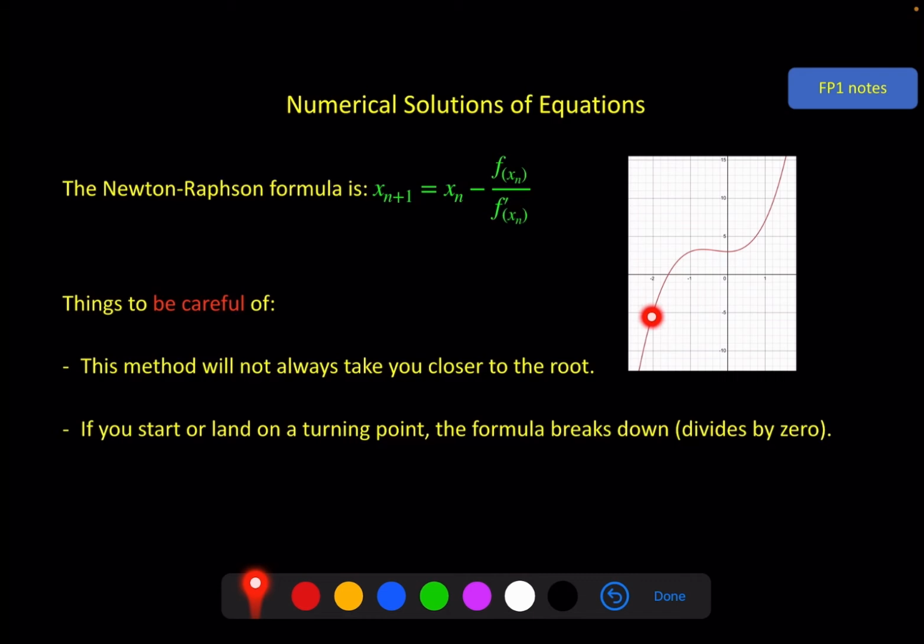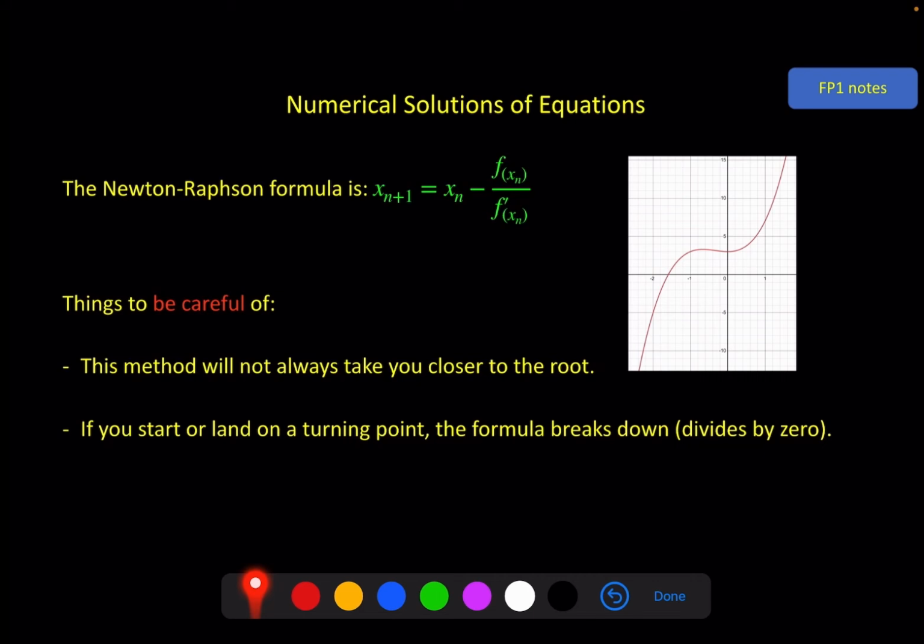Of course, if we start on this side, then the tangent here, it takes us very close to the root anyway, it cuts about here just next to the root, and then you take the tangent just next to the root, and it gets closer and closer very quickly. So although it can be very good, you've got to be aware that sometimes it will take you away from the root. And I think usually that's pretty obvious, because you'll get numbers that just seem to be blowing up a little bit.